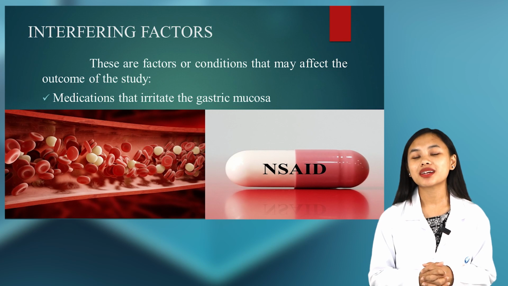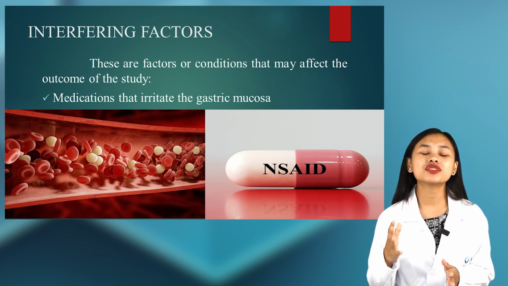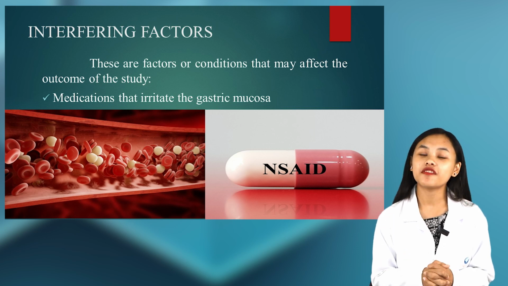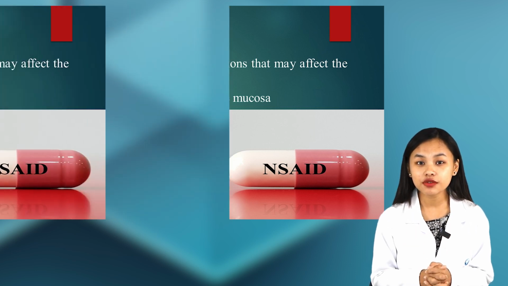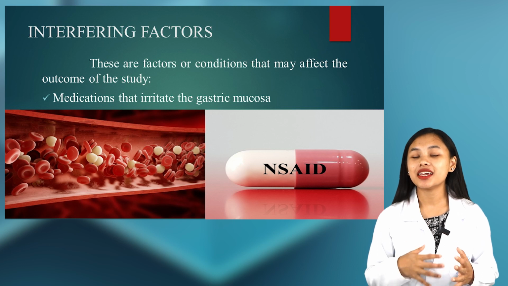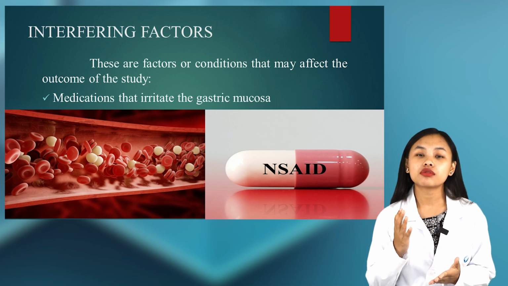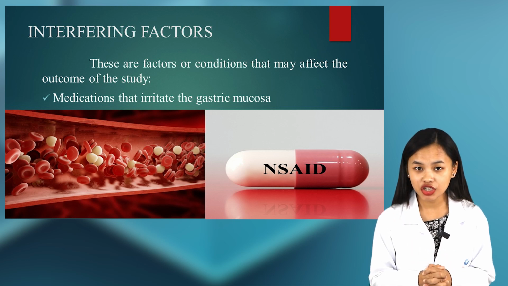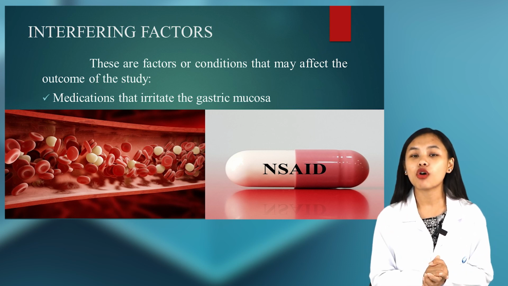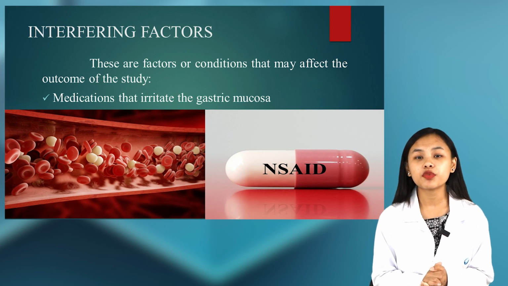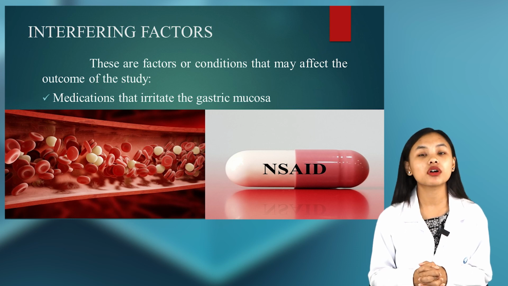So here, when we are conducting the stool test or the stool analysis, there are also certain factors that can affect the outcome of the study. And these factors include the medications that can irritate the gastric mucosa, such as the non-steroidal anti-inflammatory medications, the corticosteroids, the anticoagulants, and also certain iron preparations that can cause a positive result for occult blood.